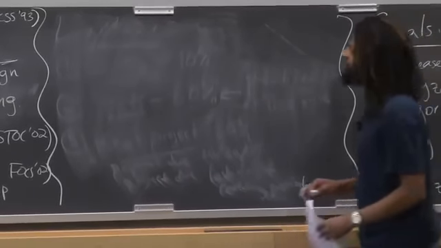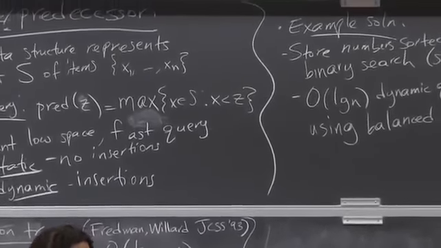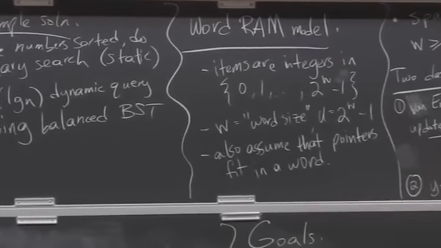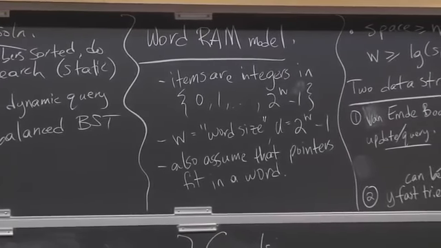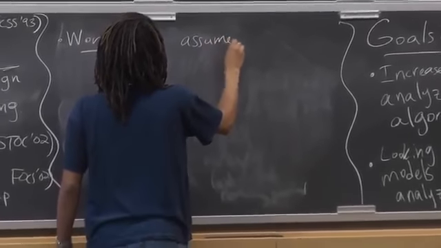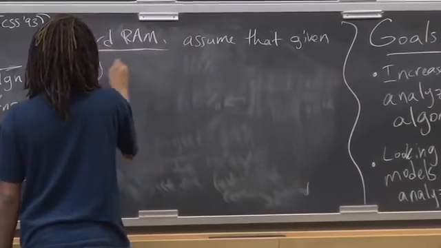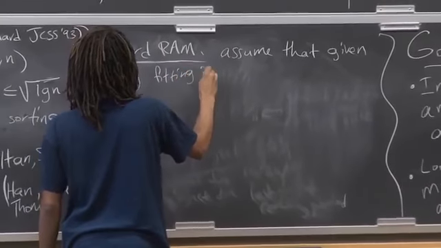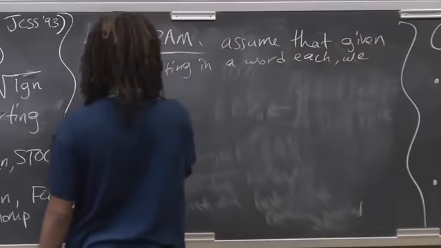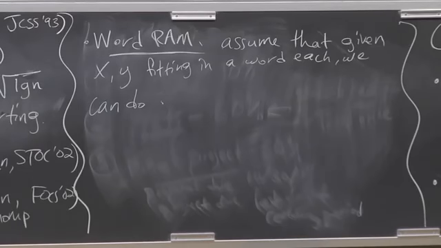And let me go back to the Word RAM model before I actually present the Van Emde Boas data structure. So I mentioned we can do more than just compare. So what can we do? In Word RAM, assume that given x, y fitting in a word, we can do basically all the things that you can do in, say, C.